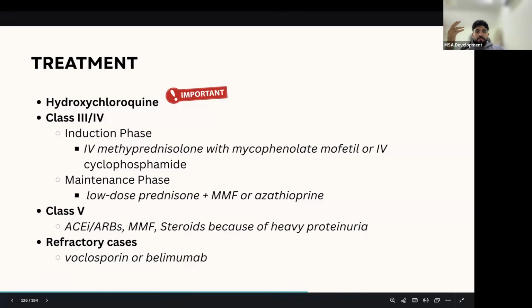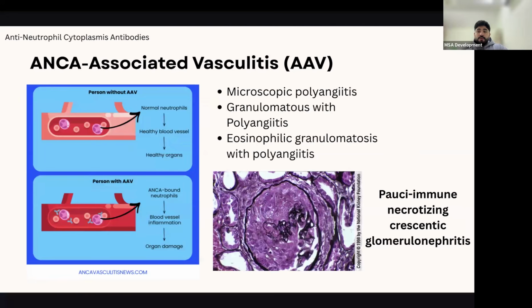Again, if I were you, I'm just going to purely remember hydroxychloroquine. Okay, and when the disease progresses, right, it should make sense to you that you need to give steroids, okay, to decrease the inflammation and try to hinder the disease progression. Okay, so we're done with lupus.